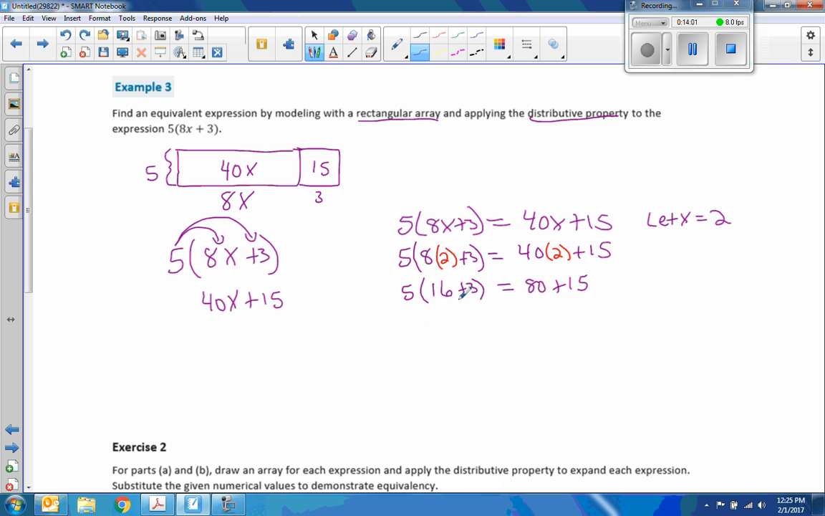Okay, now the grouping inside, I would leave the 5 there again. 16 plus 3 is 19, and then 80 plus 15 is 95. And if I multiply 19 times 5, I get 45, carry the 4. 5 times 1 is 5, plus 4 is 9. And sure enough, I got 95 equals 95. So this is equivalent to 40x plus 15.